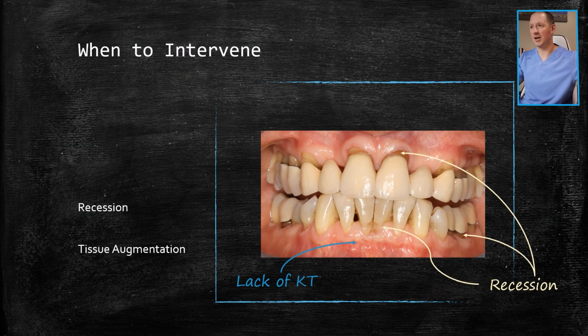All right, so let's talk about when to intervene. We've already kind of covered it a little bit, but you're gonna see patients with recession. You're gonna see patients with a lack of KT. When do you say, okay, we need to treat this? Or when do you say, there's an issue here, but we don't necessarily have to treat it. And the patient is looking to you as the first line defense to make sure that they're getting the best treatment and the best recommendation. So let's make sure you're confident in understanding what those are so we can give the patient the best care.